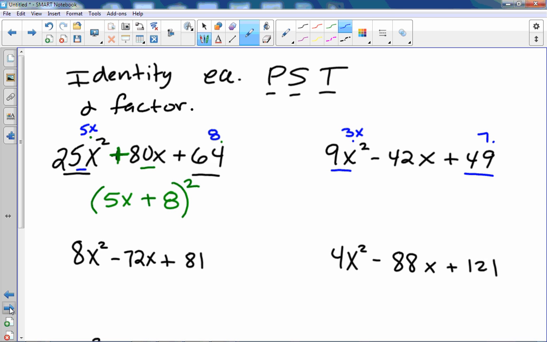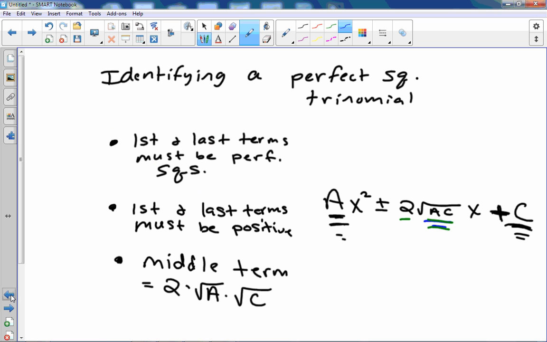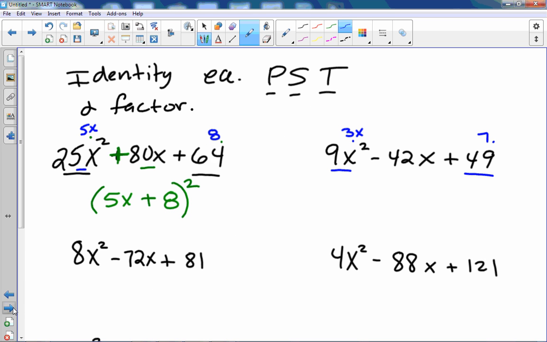Now, I know you're worried about, hey, well, it's negative 42x. Disregard the sign in the middle. It really doesn't matter. Notice on my model right there, I had plus or minus. So that sign really doesn't matter until I factor. So disregard the first sign. Again, 3x times 7 is 21x, and then 21x doubled is 42x. So it is a perfect square trinomial.